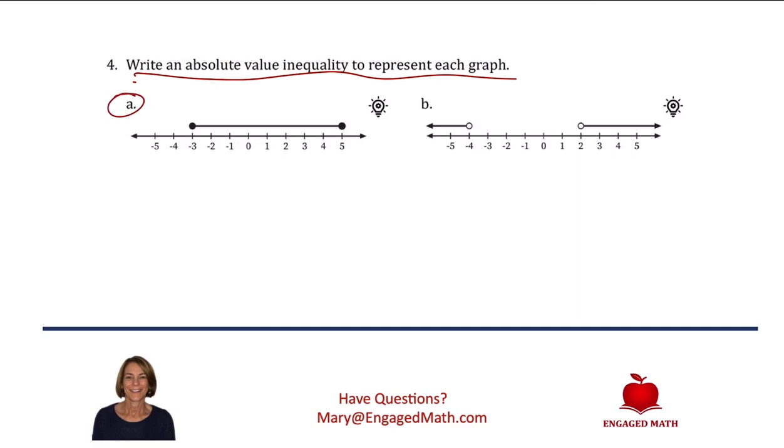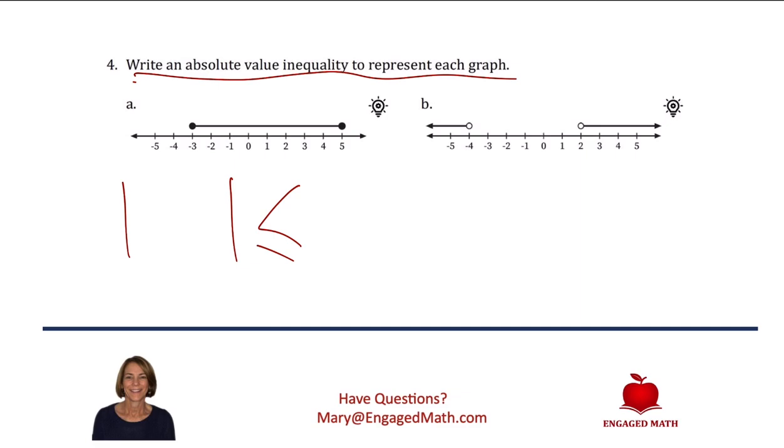Now, we know that the part that's shaded is in between two numbers. So we know it has to be an "and" problem because of the way that it's shaded in between the two numbers. So because it's an "and", we know that it's less than, our little trick from the previous video. We are going to make it a less than or equal to because the solid circles make it "or equal to."